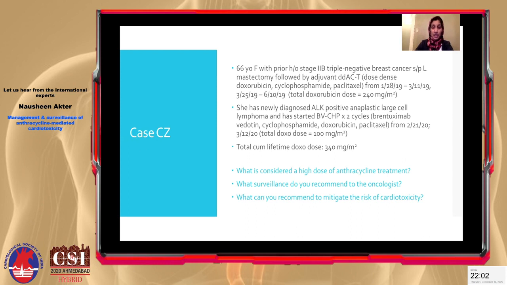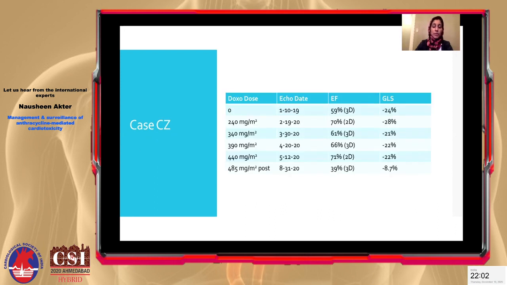And the oncologist asks you, what is considered a surveillance recommendation for this patient? Are there any other recommendations that you may give to mitigate the risk of cardiotoxicity? And we have to consider also what is a high dose of anthracycline treatment. So hopefully by the end of this talk, you'll have the answers to these questions. Here, I've plotted out the patient's doxorubicin dose, ejection fraction, and global longitudinal strain.